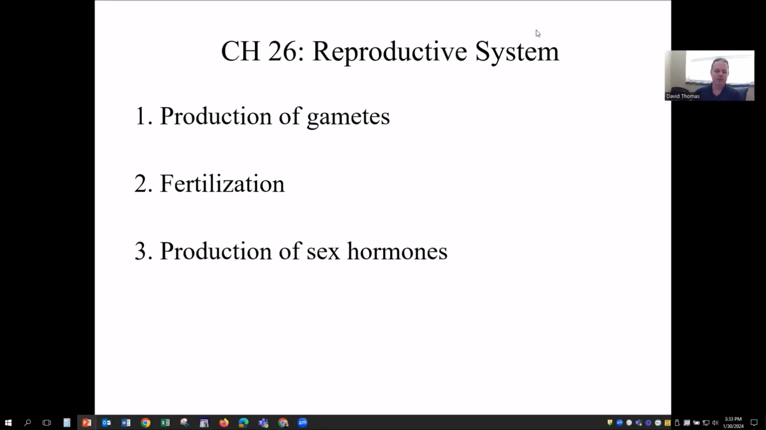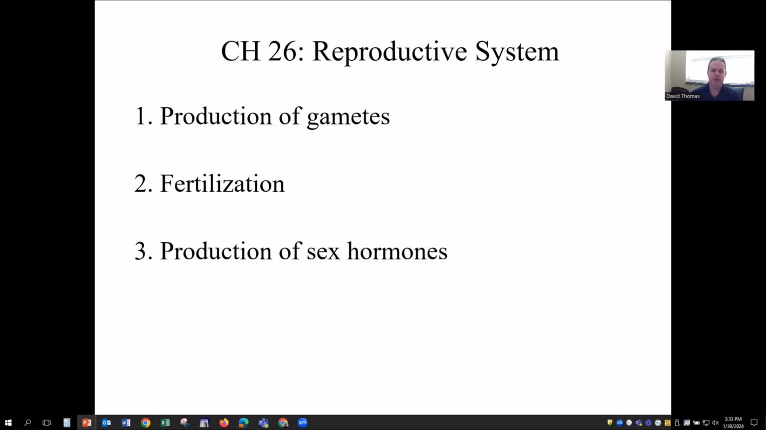All right, for chapter 26, I'll be going over the reproductive system, and this will be the last chapter that we cover in Bio 169. Here you see some of the major functions for the reproductive system. And function number one, they're not listed in any particular order, but function one is the production of gametes.